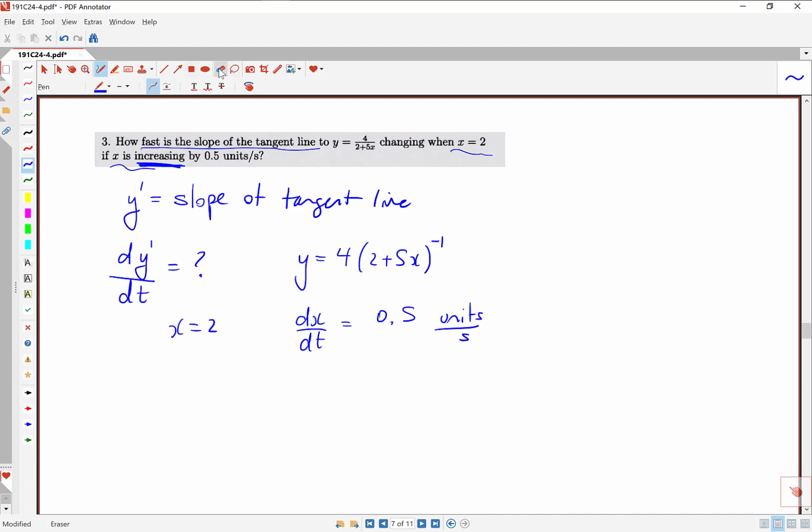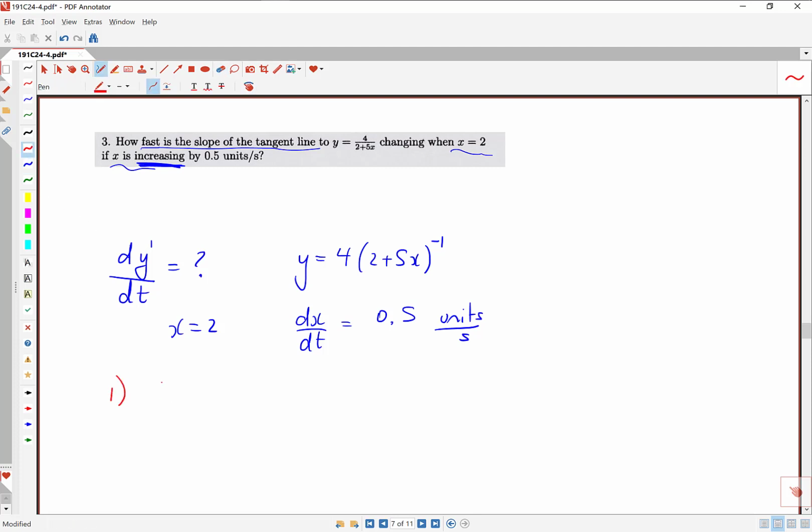Okay, and then we don't actually need this y prime equals the slope of the tangent line. That was just sort of to make sure that we were conceptually on the right track there. So we've pulled all the information out of the question, and then we're ready to start our first step of the problem.